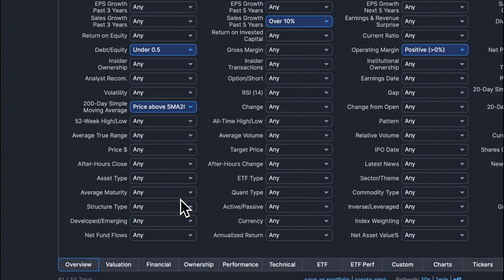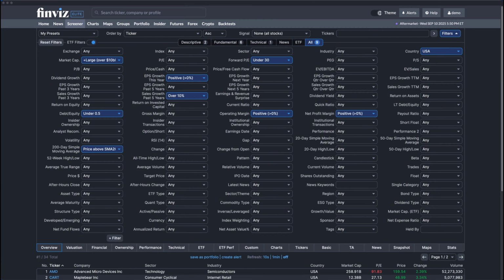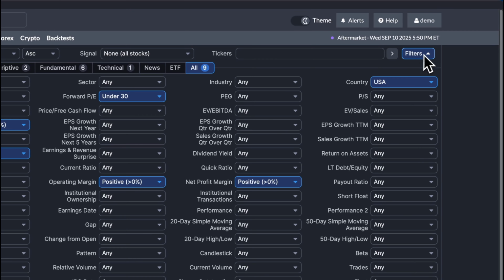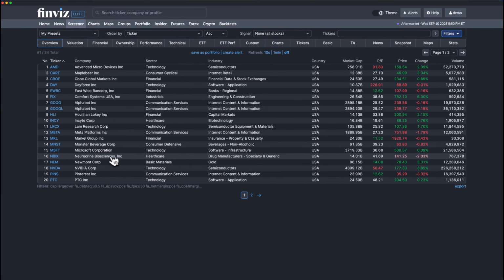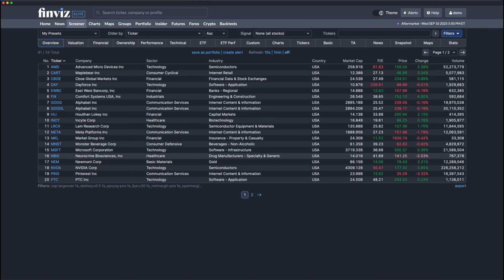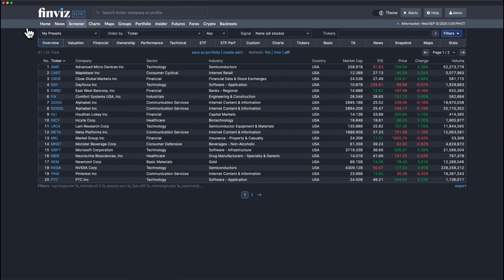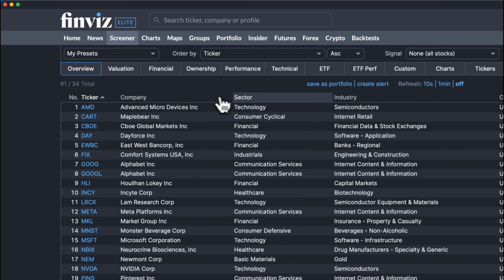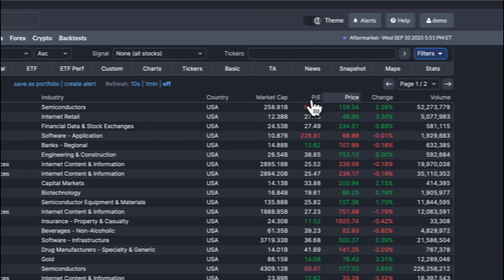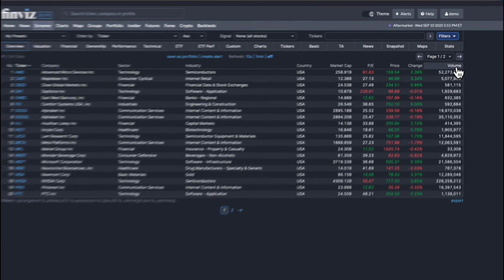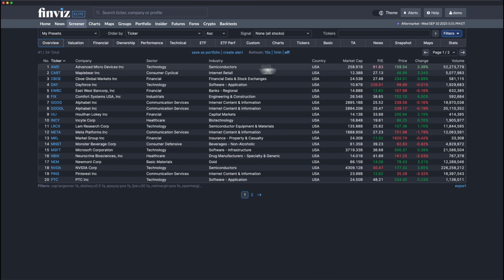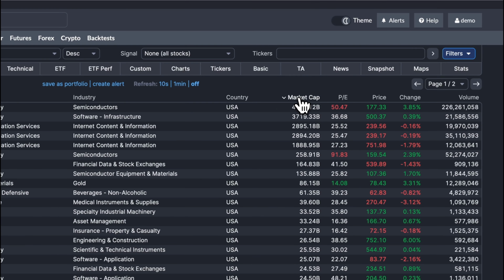Just like that, we narrow down the list from over 10,000 stocks to just a handful. Now we can further sort and analyze our results. As a default, the results are sorted by ticker in alphabetical order. However, you can also sort by sector, market cap, PE ratio, price, and more by clicking on the headers. Let's sort by market cap in descending order to see the largest companies at the top of the results.